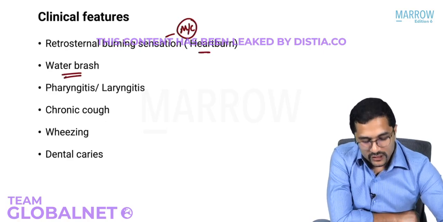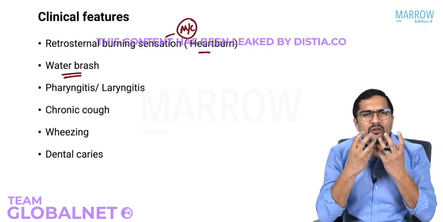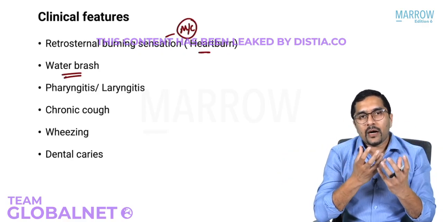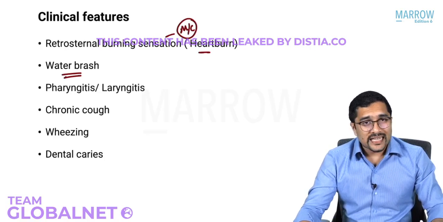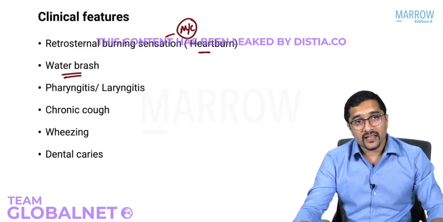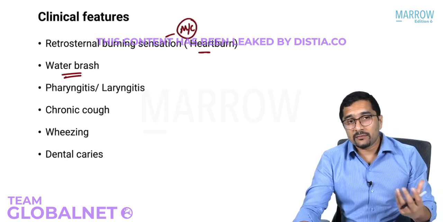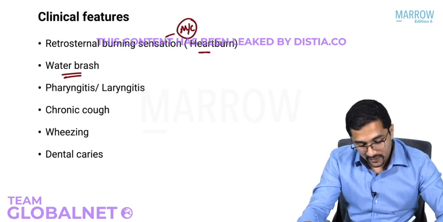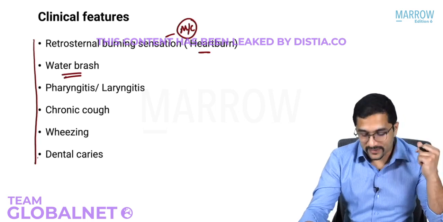That retrosternal burning sensation is known as heartburn. There can be water brash. Water brash is when suddenly a lot of acid comes into your mouth and you get a very bitter taste in the mouth. There can be pharyngitis, laryngitis, dental caries. Some patients can have chronic cough, asthma-like symptoms, or wheezing. So these are the various symptoms with which the patient can present.